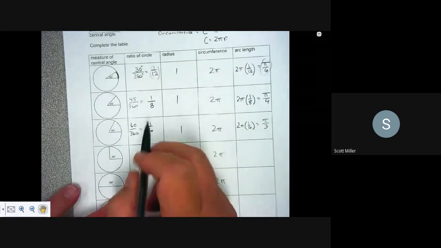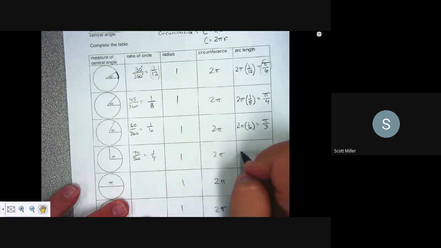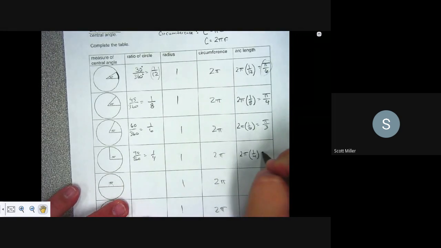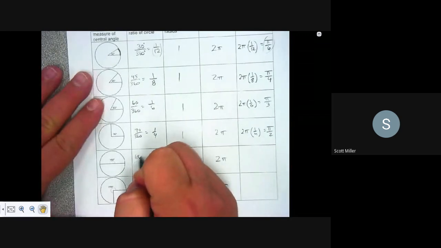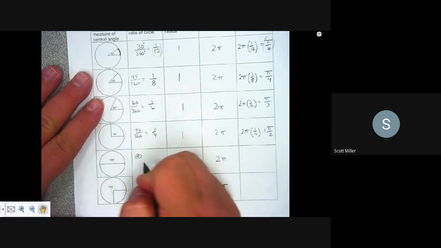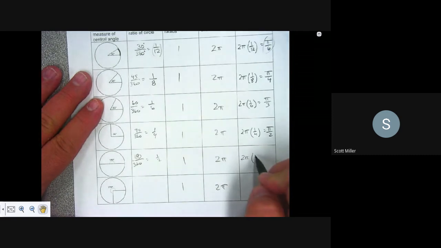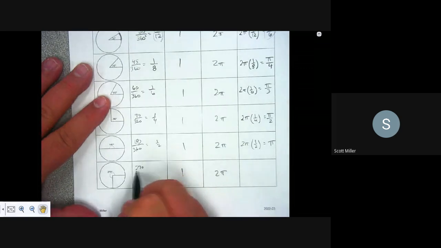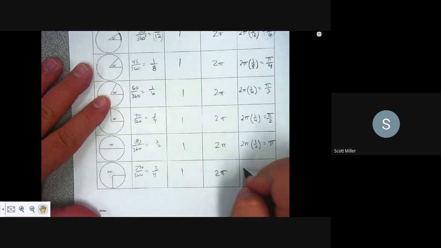The 90-degree one, 90 over 360 is 1/4 of the circle, and so 1/4 of the circumference is pi over 2. And I'm just going to keep on going so we can get all these real quickly. 180 out of 360 is 1/2, and so half of that will be pi. And then we'll do the 270. And we can see that that's going to be 3/4 of the entire circle. And so 3/4 of 2 pi is 3 pi divided by 2.